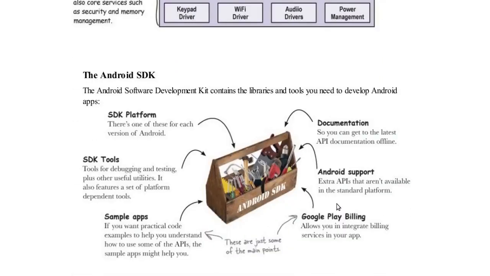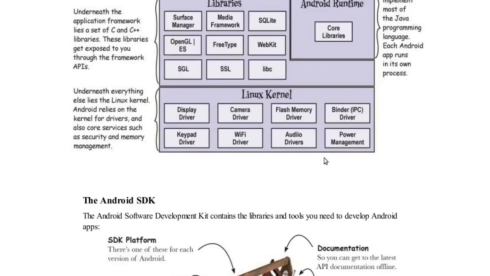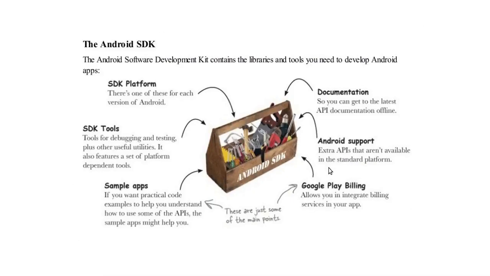Then what is the Android SDK? The Android SDK is a software development kit that contains the libraries and tools you need to develop Android apps. Here you can see the application framework. That is the Android SDK, a software development kit. So what are the things inside the development kit? We have the SDK tools, for debugging and testing.